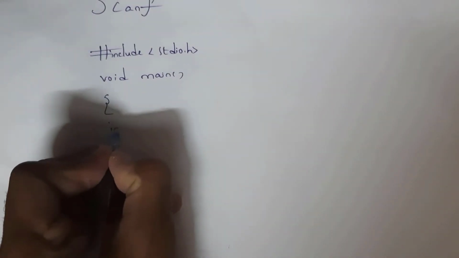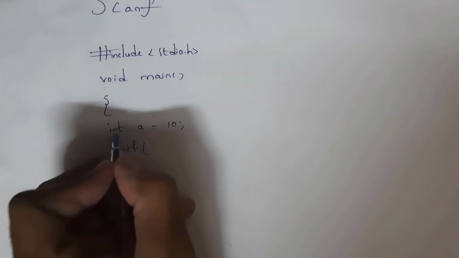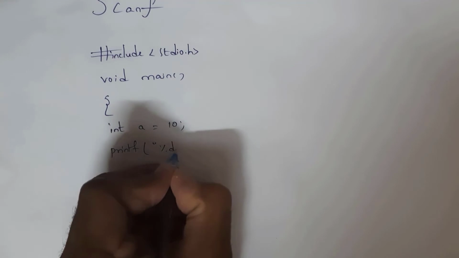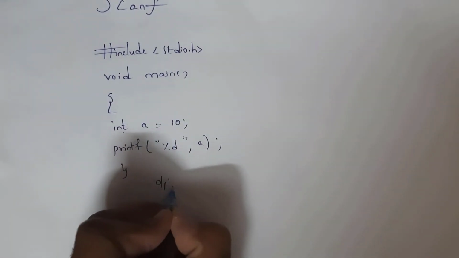Next I will explain the use of the scanf function with an example. Let us consider one example. Here I am taking data type int and variable name a. This variable a will store the value 10. To print this output, I need to write printf. 10 is integer type, so here I need to use %d, comma. This 10 is present in a. So whenever you execute this program, you will get the output 10.